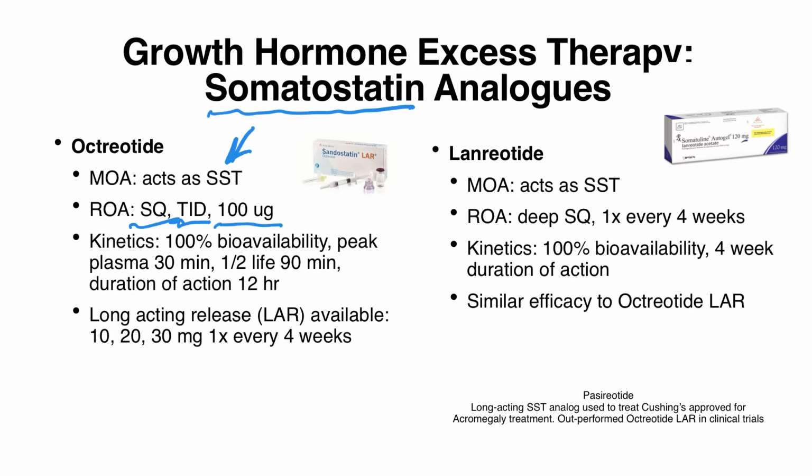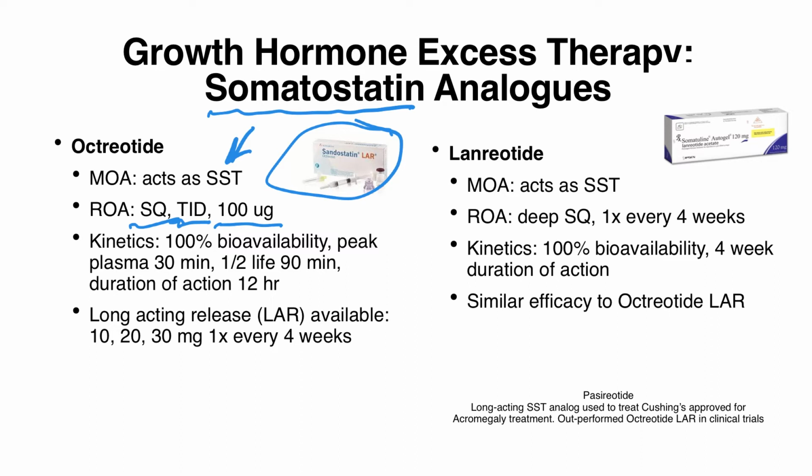And this is available in prepared syringes like you would see here. The pharmacokinetics: this is a 100% bioavailable preparation of the drug, which most things that you're injecting are. It's getting right into the system. Peak plasma levels are about a half an hour. The half-life of somatostatin and its analogs in the body is about 90 minutes, and an injection lasts about 12 hours. So if you're giving this 3 times a day, you're going to have a lot of overlap with that total half-life. So it should be at a steady level then throughout the day.